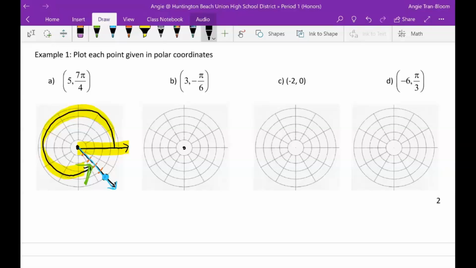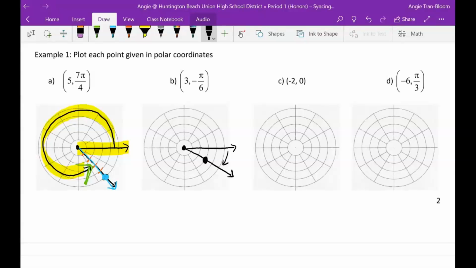B, again, I'm going to draw my polar axis and the pole. Negative pi over 6, I'm going this way. I will now draw my pi over 6, because since it's negative, it's going to be clockwise. Now I need 3 units. I will not do tick marks because I already have many circles, but I will go 3 circles out to demonstrate that is my radius.